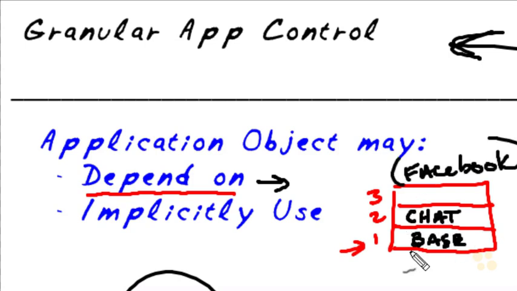So that's going to be a nice way to help us remember that if we have an application object that we're using and it's got a dependency, we need to make sure that dependency is somewhere being permitted inside of our security policy.